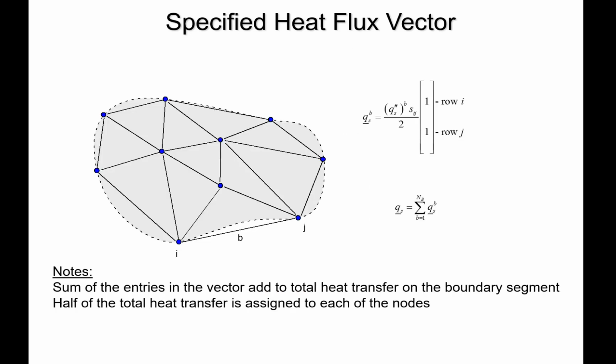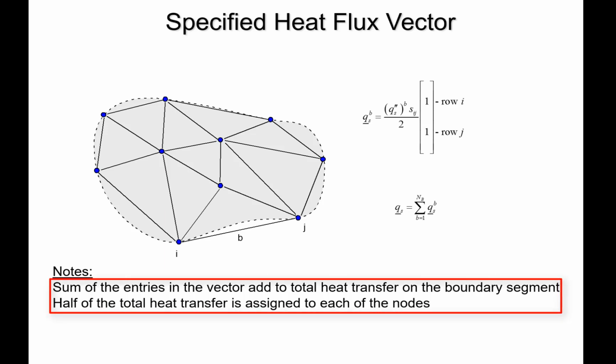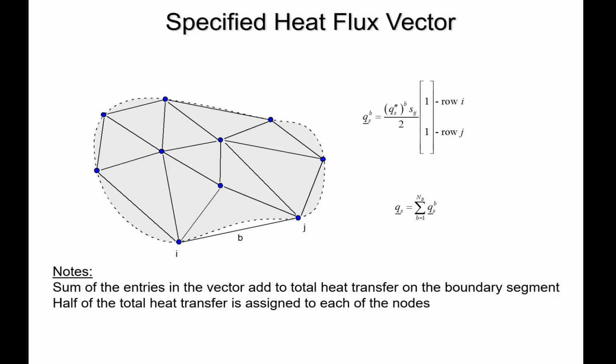So if I want to make those substitutions back into this specified heat flux vector for one boundary segment, q_s superscript b, this is what I get, right? I get q_s along the boundary times s_ij divided by 2, and then there's a 1 in row i and a 1 in row j. And if you look at this, you realize that once again what you're doing is calculating the total amount of heat flux or heat transfer along that boundary, right? So that would be q_s times s_ij, and then you're just taking half of it and applying it to node i, and you're taking the other half and applying it to node j.